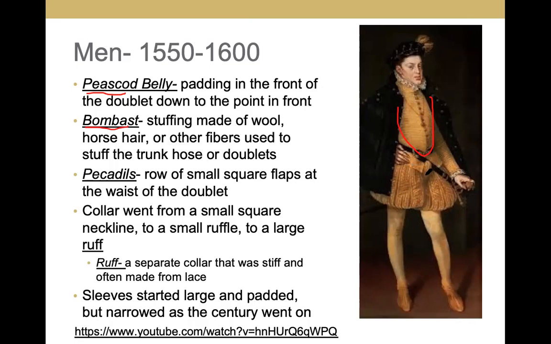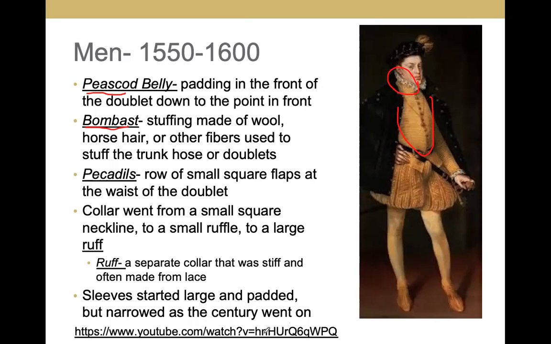There were also some decorative things. Peccadills were one of them, which I think they show better on the next slide, so I will point them out there. And then we have the ruff. The ruff is a stiff collar that was a separate piece from the shirt. Usually this was made out of lace. Remember, lace was new, and so it was used to make this standing collar that was worn by royalty and wealthy people. It was stiff and it would go up around the neck.